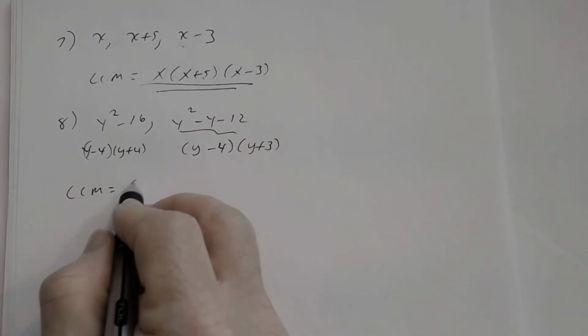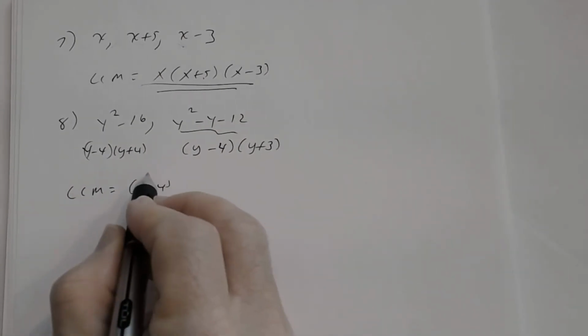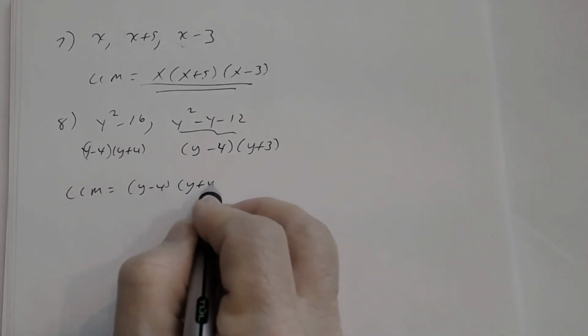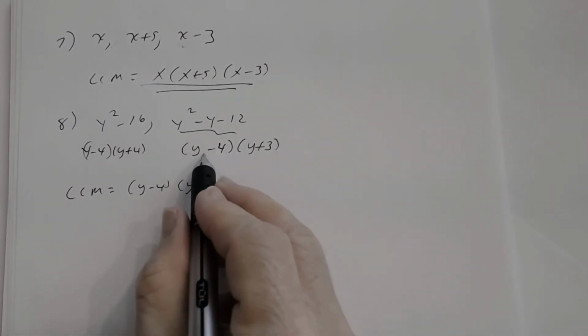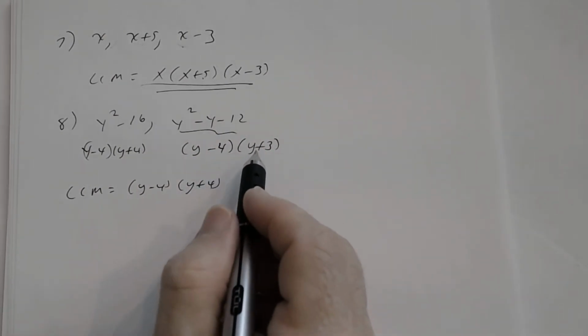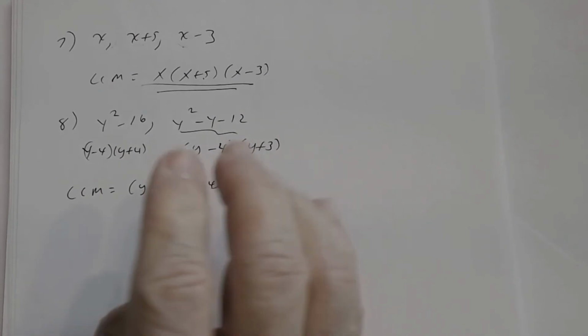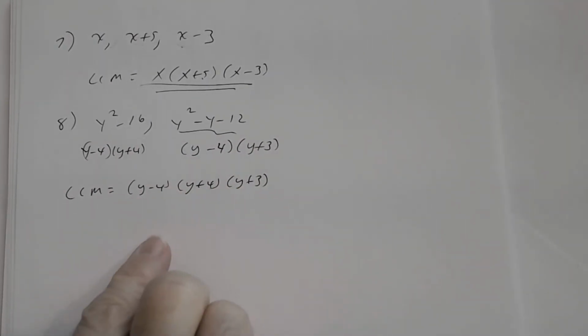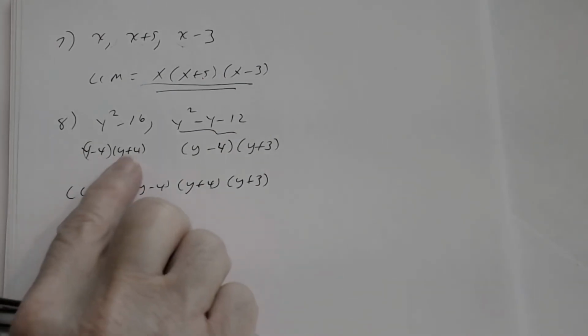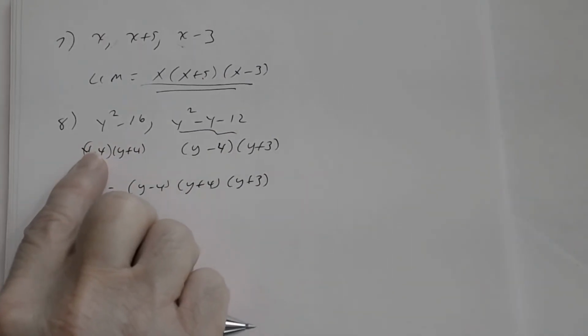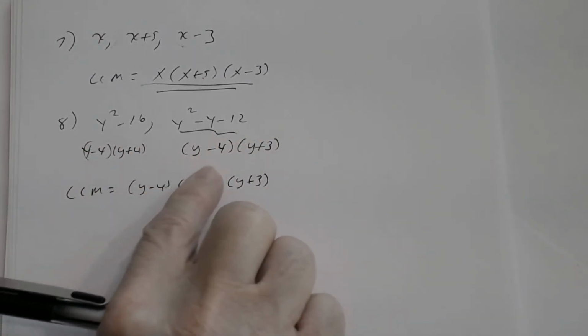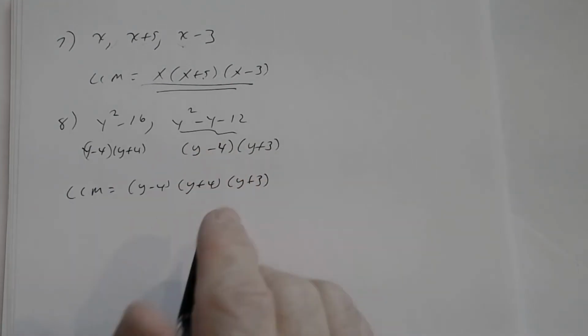So I need a y minus 4 because I see one here. I need a y plus 4 because I see 1 here. I need a y minus 4. I already have it. I see a y plus 3. I don't have it, so I need 1. So the question is, how many of each do you need? How many factors of y minus 4 are in here? 1. How many factors of y minus 4 are in here? 1. How many do you need? 1.